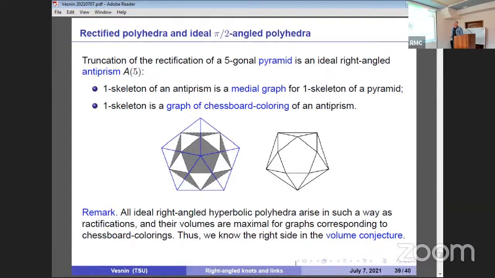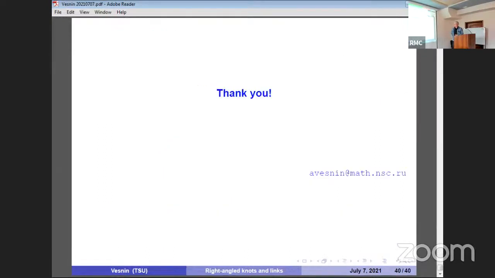So now we understand the structure of ideal rectangular polyhedra and their volume. So I can say that now we know the right side in the volume conjecture. Thank you very much. Are there any questions or comments?